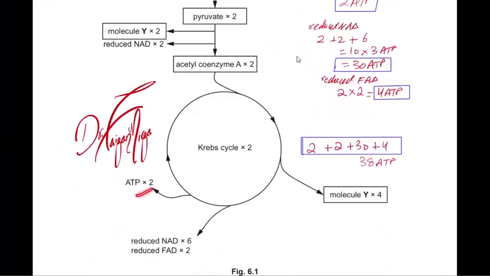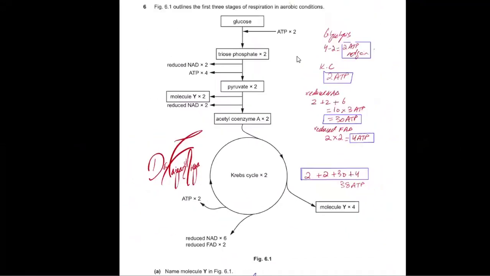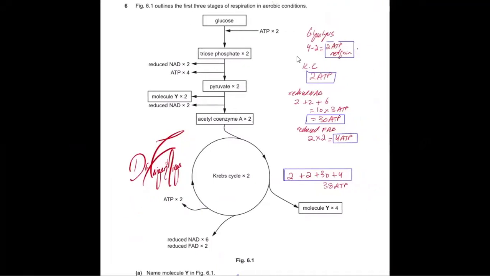The Krebs cycle ends up producing two ATPs. They have mentioned this as well. Now, how many reduced NADs are being produced? Looking at this figure, let's start counting. Two reduced NAD are produced here, then two reduced NAD are produced here, and then there are six reduced NADs produced in the Krebs cycle. So a total of 10 reduced NADs are produced overall in these three stages. We know from the theoretical value that 3 ATP are produced by each reduced NAD. So 10 reduced NAD will end up producing 30 ATPs.